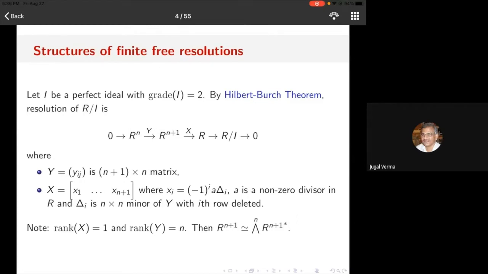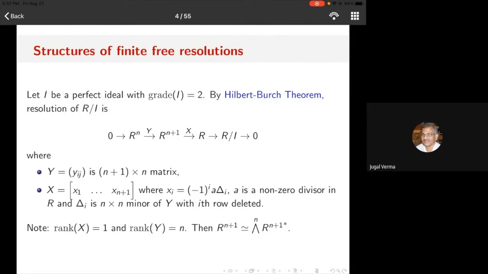That structure theorem is a generalization of a consequence of the Hilbert-Burch theorem. The Hilbert-Burch theorem is for grade 2 perfect ideals. It says that the resolution of R mod I is of this form, where Y is an n plus 1 by n matrix, and X is a 1 by n plus 1 matrix, where the entries of X, xi, are minus 1 raised to i times a times delta i, where a is a non-zero divisor and delta i is the n by n minor of matrix Y with the ith row deleted. Note that in this case, the rank of X is 1 and the rank of Y is n.